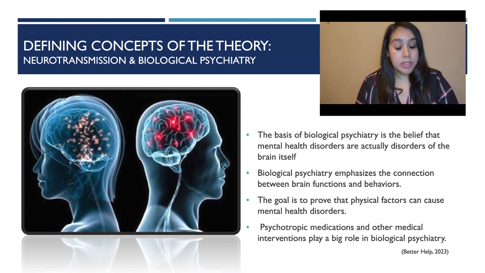Psychotropic medications and other medical interventions play a big role in biological psychiatry. The biomedical model proposes that mental disorders are brain diseases and emphasizes pharmacological treatment. This targets presumed biological abnormalities. Also, going back to neurotransmission.